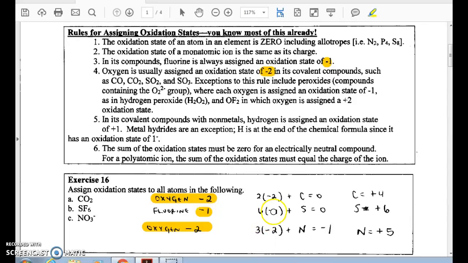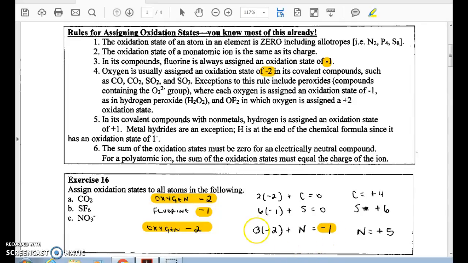Also, since we assigned an oxidation state of -1 for fluorine, and there are 6 fluorines in sulfur hexafluoride, then 6 times -1, which is -6, plus whatever the oxidation state of sulfur is, has to add up to 0, so the sulfur is +6. And then since nitrate is a polyatomic ion, instead of adding up to 0, we add it up to equal the charge on the polyatomic ion.